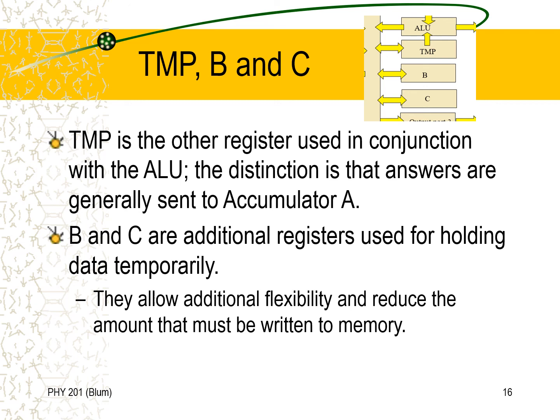It's the other piece of information that you might be adding or multiplying or what have you. Its distinction is that typically the answer might also be put into the accumulator. So it is used less often than the accumulator. The accumulator is the principal, the temp is the next one, and B and C are there for additional usage.